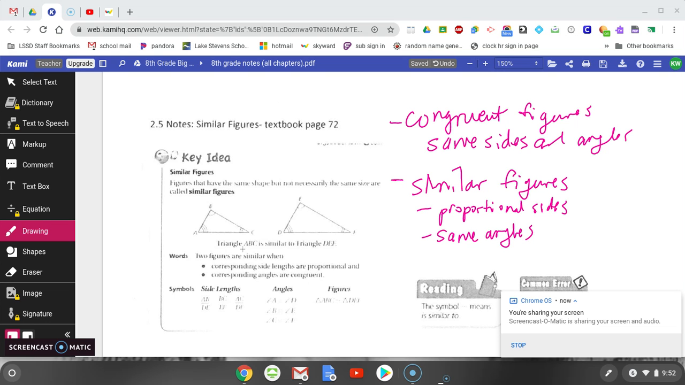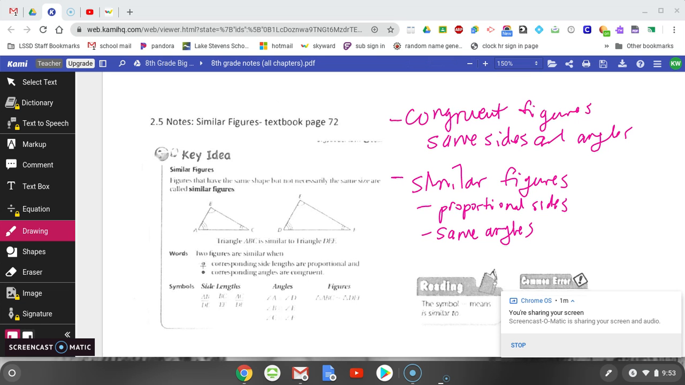So if they are similar figures, like these two triangles here, notice that this angle corresponds to this one, and this one corresponds to this one. So it's got angles that are congruent. But notice this triangle is smaller than this one. But notice they still have the same relationship. So this side is the smallest side, this one's the longest side, and so forth. So it's got proportional side lengths.